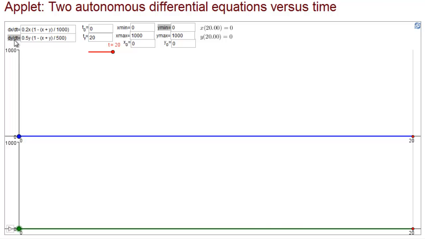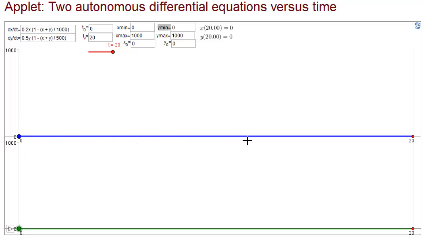In terms of x and y, dx/dt is 0.2 times x times the quantity 1 minus (x plus y) over 1,000. And dy/dt is 0.5 times y times the quantity 1 minus (x plus y) over 500. Currently, the initial conditions of both species are set at 0.